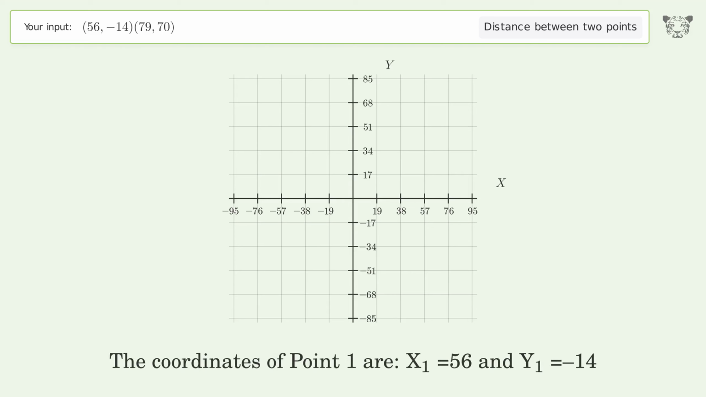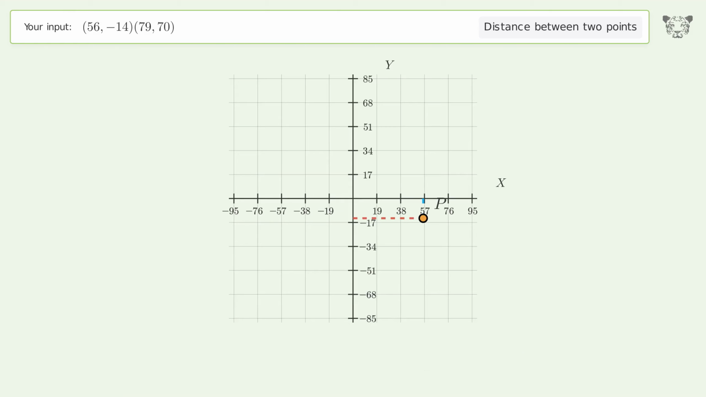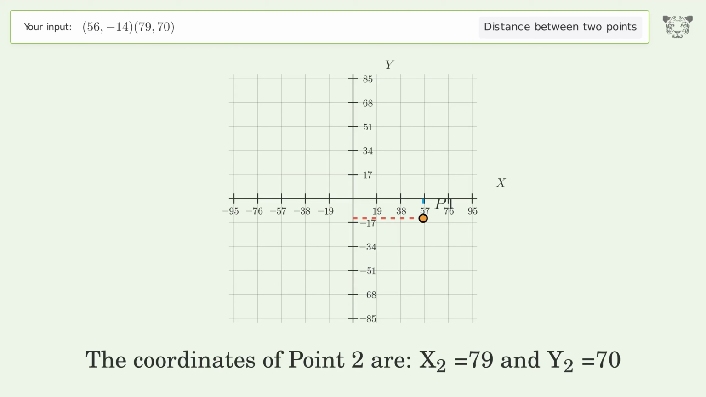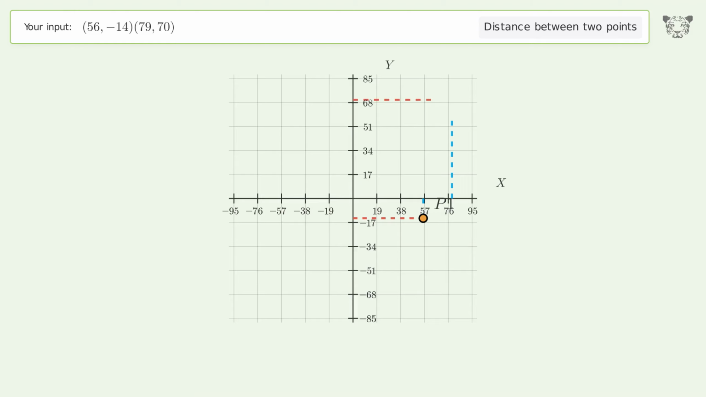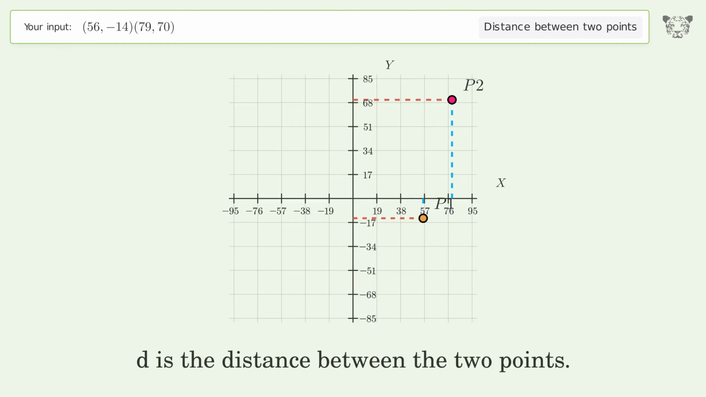The coordinates of point 1 are x1 equals 56 and y1 equals negative 14. The coordinates of point 2 are x2 equals 79 and y2 equals 70. D is the distance between the 2 points.